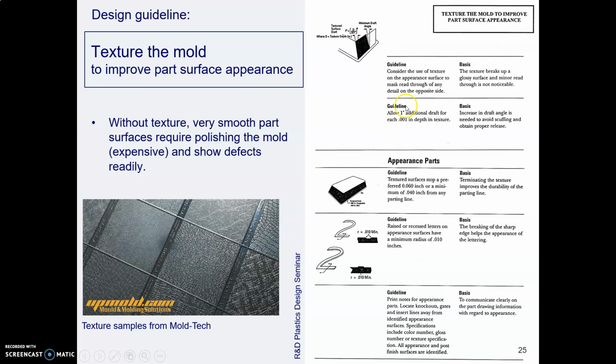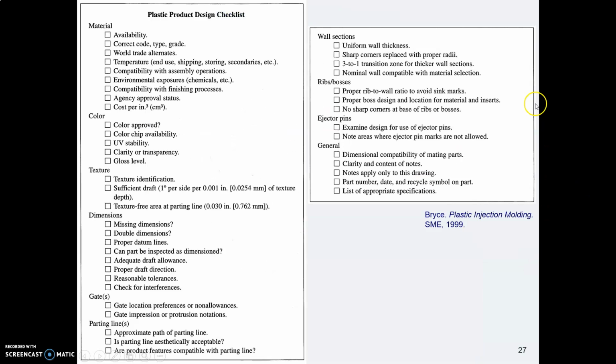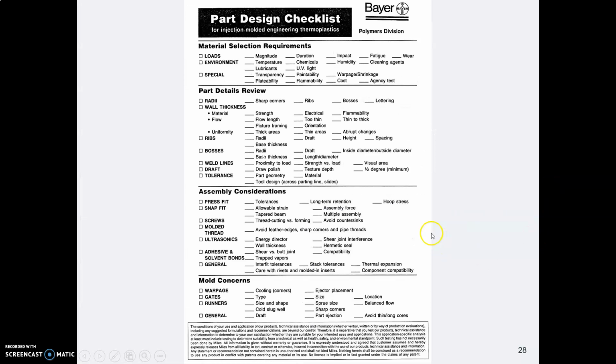This page here gives guidelines about how deep the texturing should be. Here's R&D Plastics with just a summary of those guidelines. And finally, a couple of checklists. This is from SME, this is from Bayer Plastics, to help you think about, have you missed anything? Have you considered everything you need to consider before you meet with your molder?